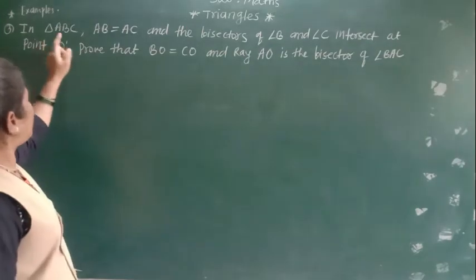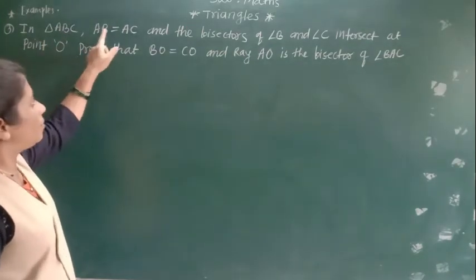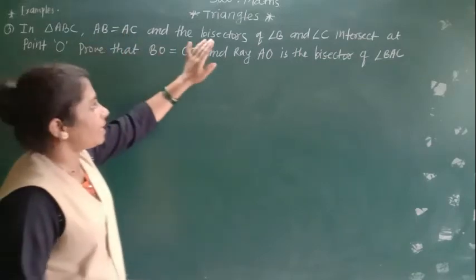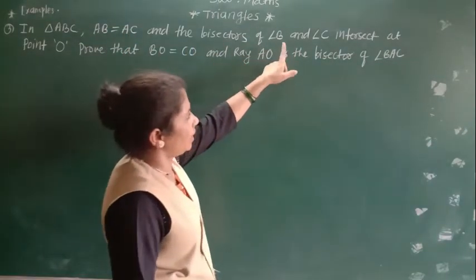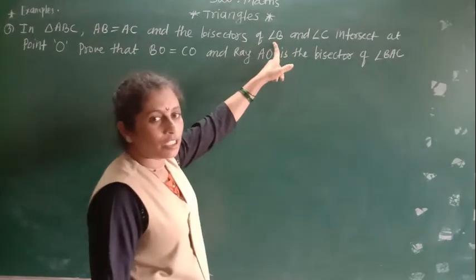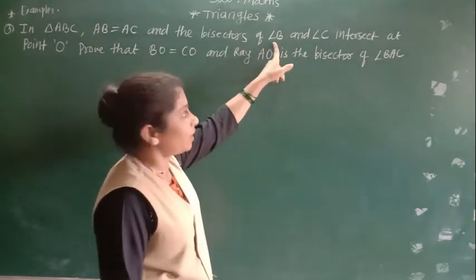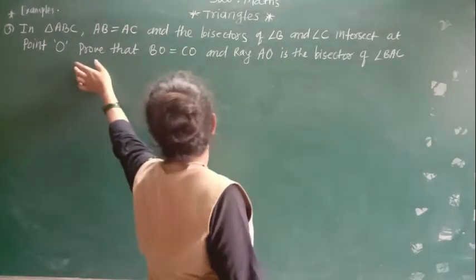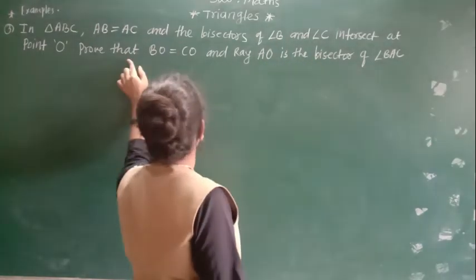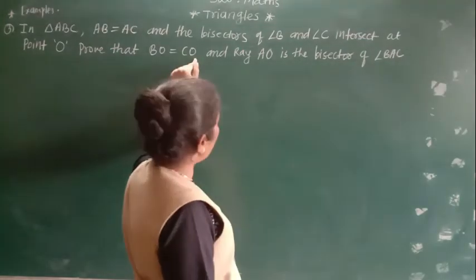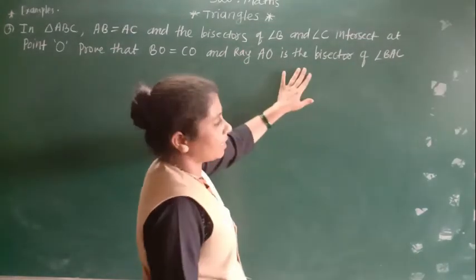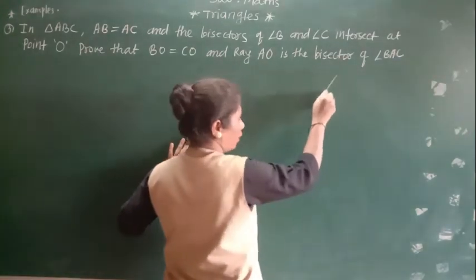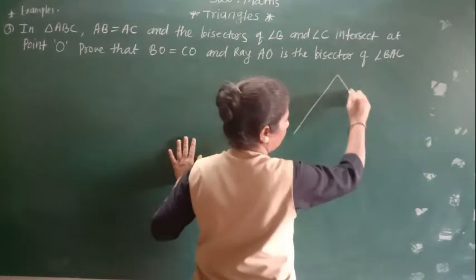Next example. In triangle ABC, AB equals AC, meaning this is an isosceles triangle, and the bisectors of angles B and C. So when AB equals AC, of course angle B equals angle C will be there. Then bisectors of angles B and C intersect at point O. Then we have to prove that BO equals CO, and the ray AO is the bisector of angle BAC, right? So according to the example we will draw the figure here.